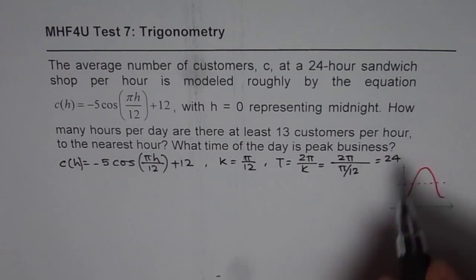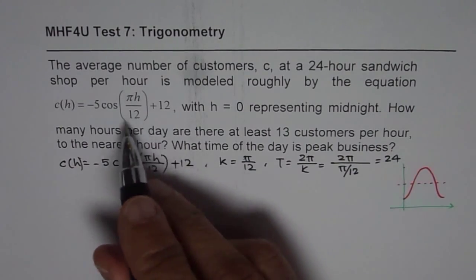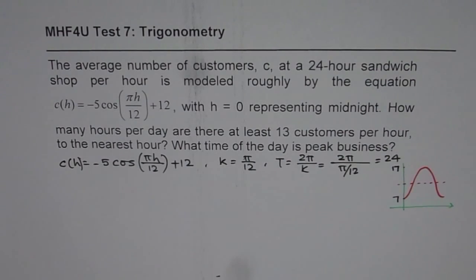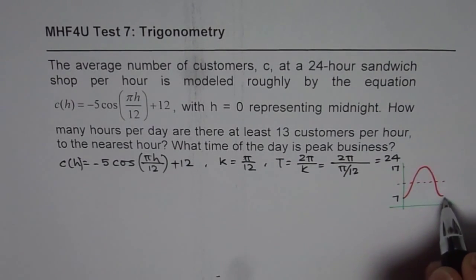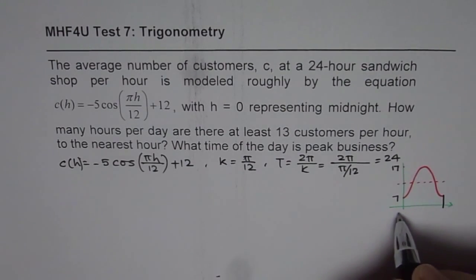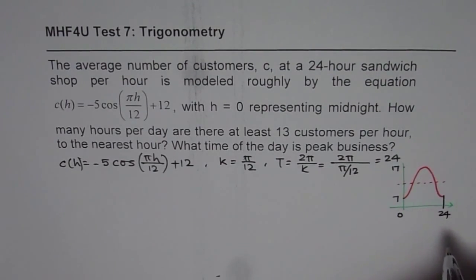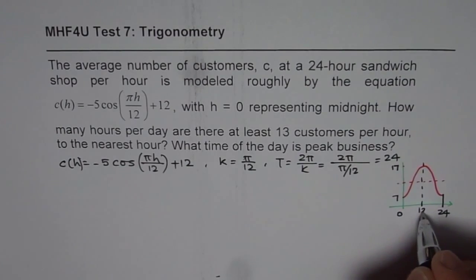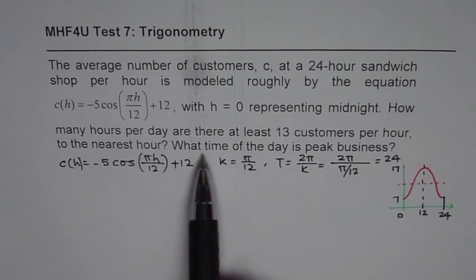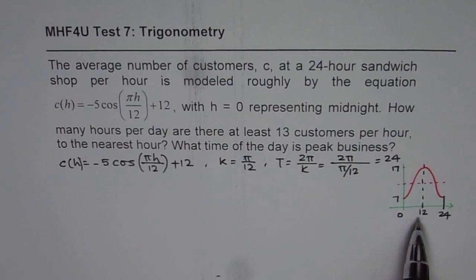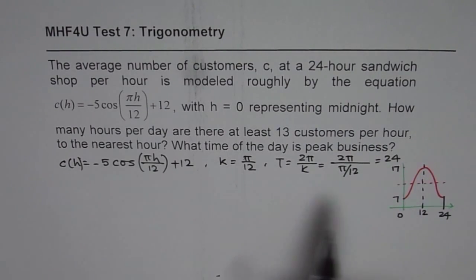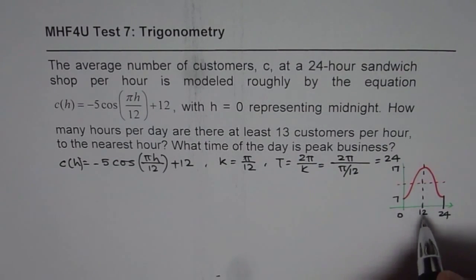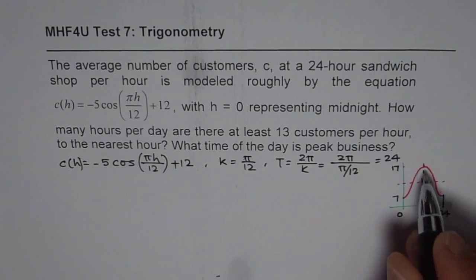This point here will be 12 minus 5, which is 7, and 12 plus 5, which is 17. In this particular function, the time period will be from 0 to 24. So the peak is right at the center, which is 12, and that's the answer for the last part. What time of the day is the peak business? Peak business is at 12 noon, since hour 0 is midnight. So 12 noon is the peak hour.